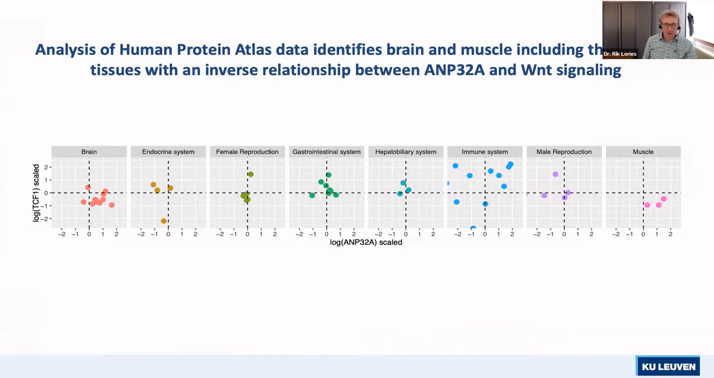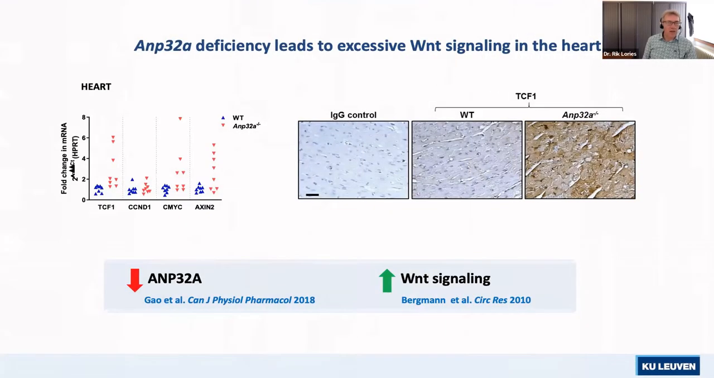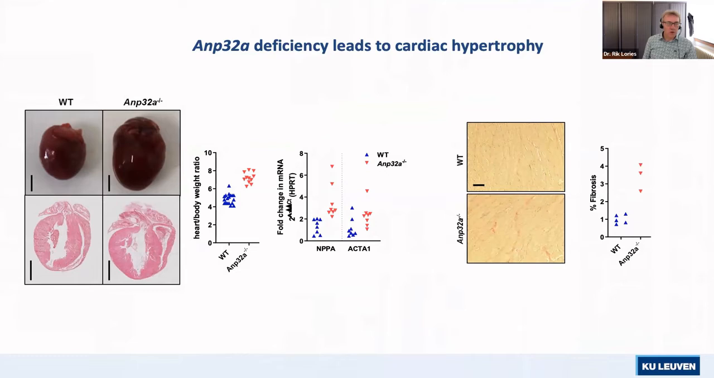And effectively, we found these in muscle and brain, and among the muscles also features the heart. Just as an example, we looked at the effect of the absence of AMP32A on the heart of mice. Again, we found hyperactivation of Wnt signaling associated with high levels of the target gene TCF1 and associated with remarkable hypertrophy in these mice. What you can see here is a macroscopic image of the heart and then some microscopy.